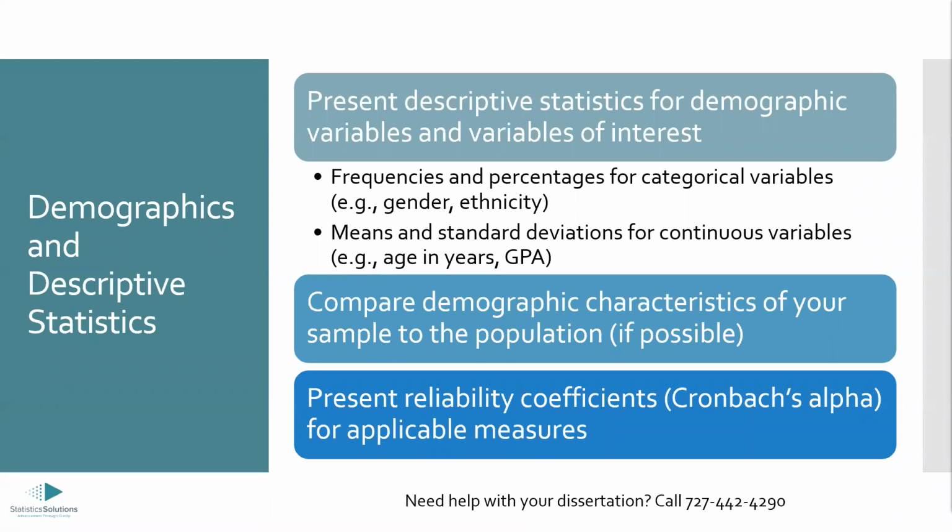If possible, you may want to compare the demographic characteristics of your sample to characteristics of the population. And this is just to give a reader an idea of the representativeness of your sample. So if you do have population characteristics available, you may want to note in your results chapter how closely the characteristics of your sample resemble the characteristics of the population. So for instance, is the percentage of males and females in your sample similar to what we see in the population?